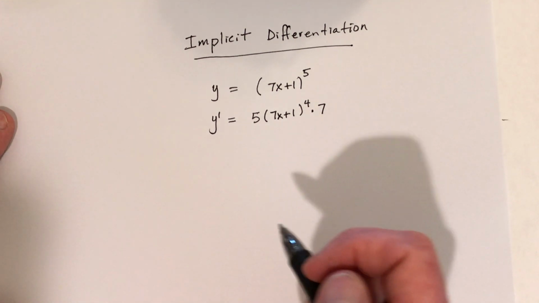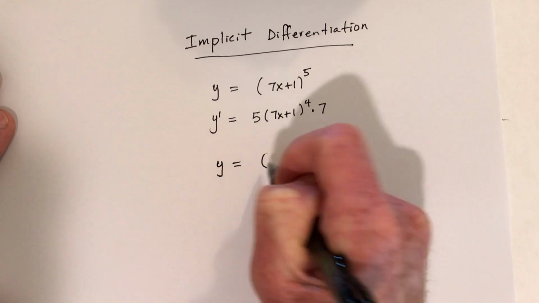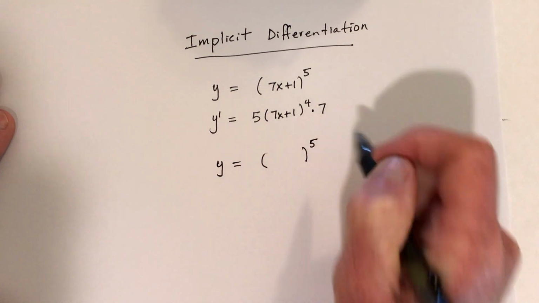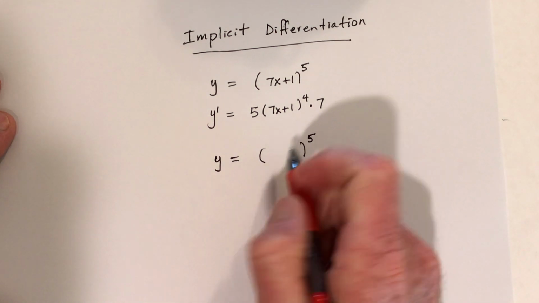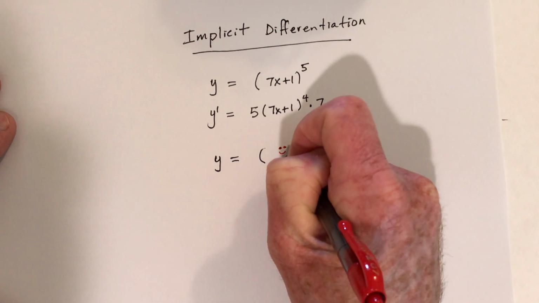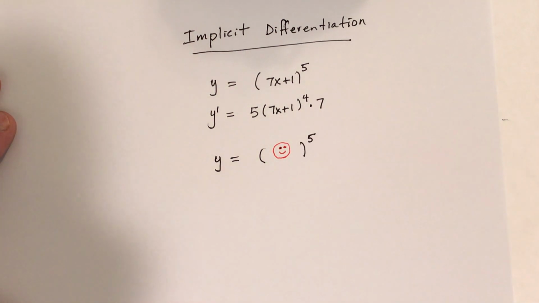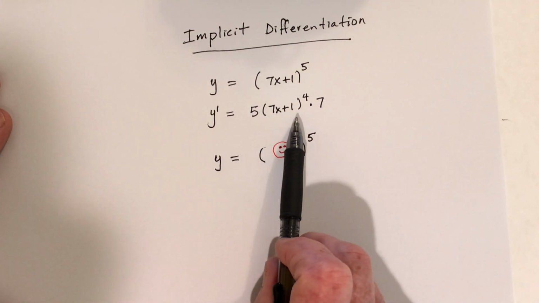Then implicit differentiation goes like this. So y equals, and I'm even going to do basically the same problem, something to the 5th. But then suppose that the something in here is, you guessed it, a smiley face. Then take the derivative. Well, it's going to look just like this.